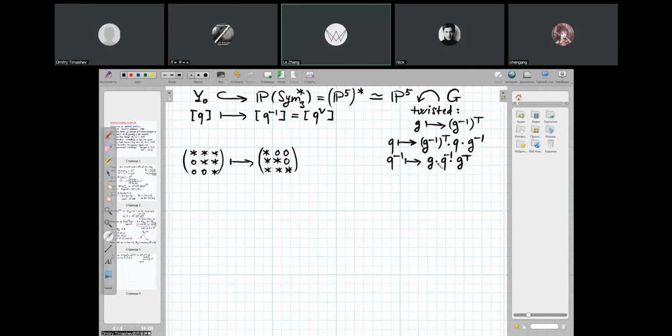But I still have a question. If you apply G to Q inverse in the dual projective space, then I think you should left multiply by G inverse transpose, not G. How does this phenomenon happen? Well, no.